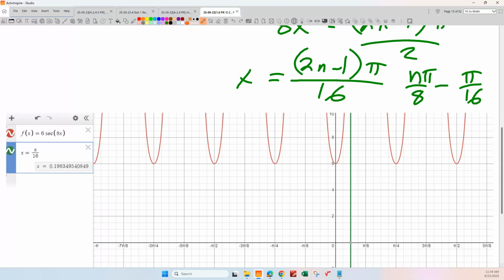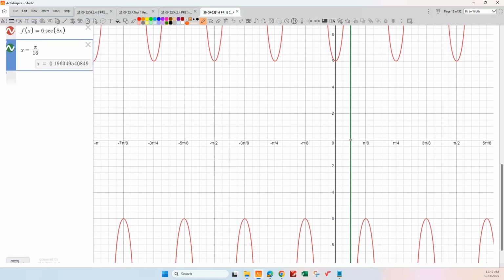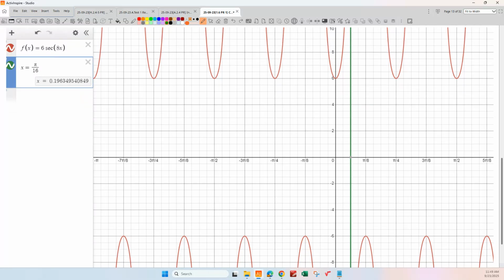Right? I should get another one if n equals 1. I should get pi 8ths minus pi 16ths. Well, that's positive pi 16ths. Well, that looks like there's one right there. I got them all. Okay?